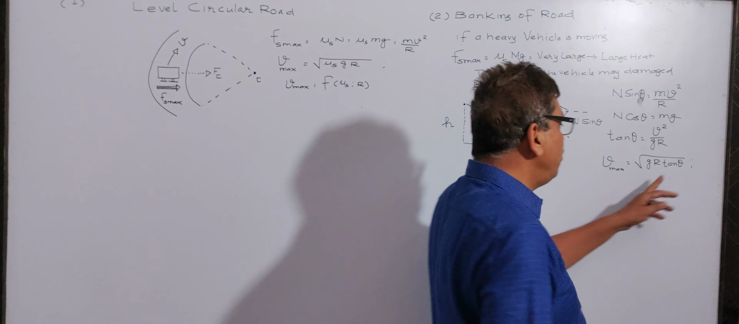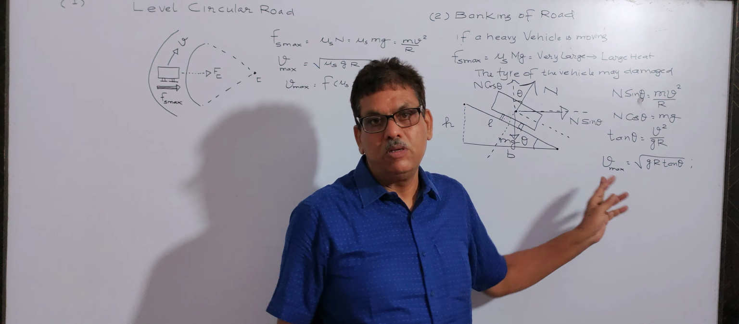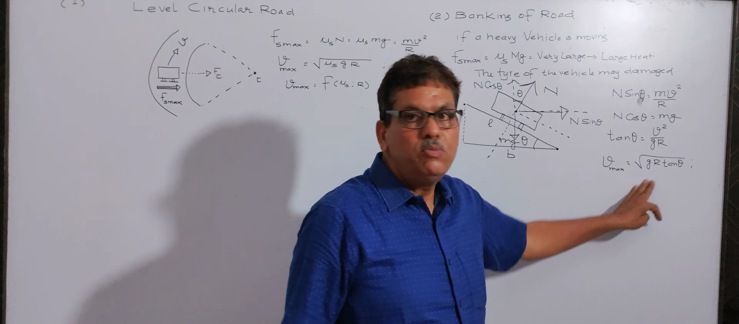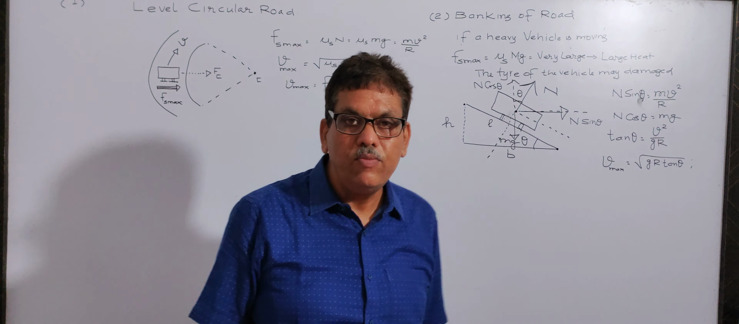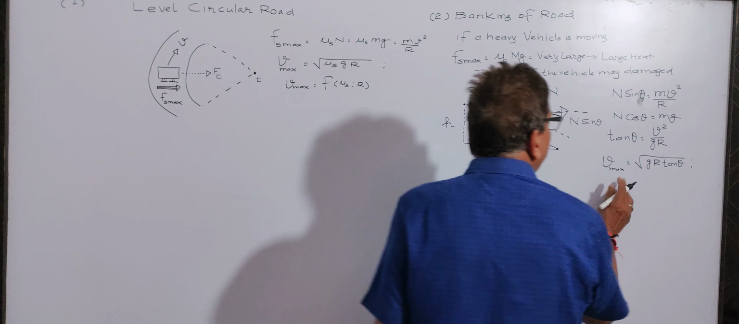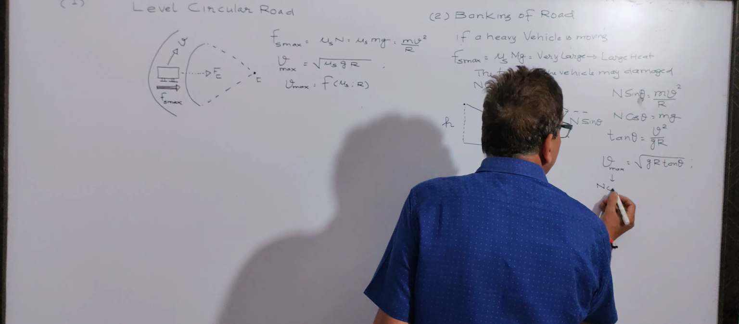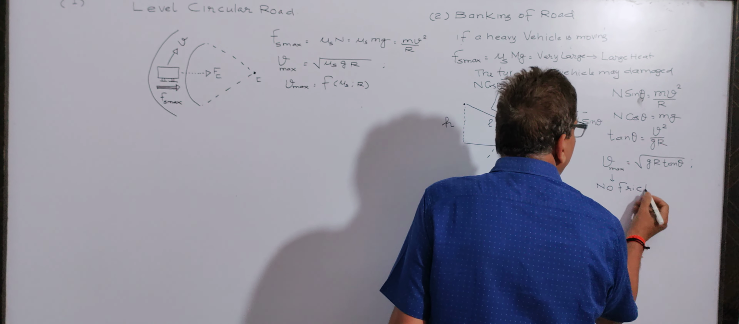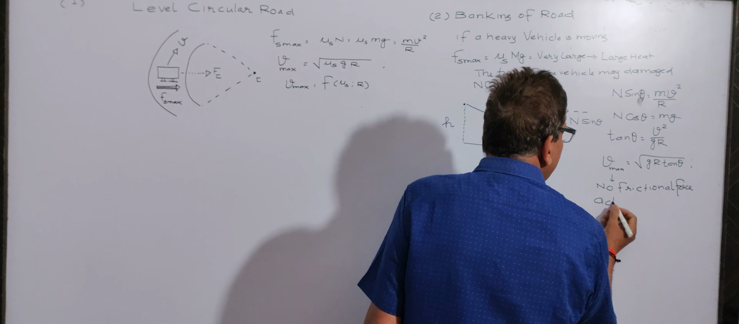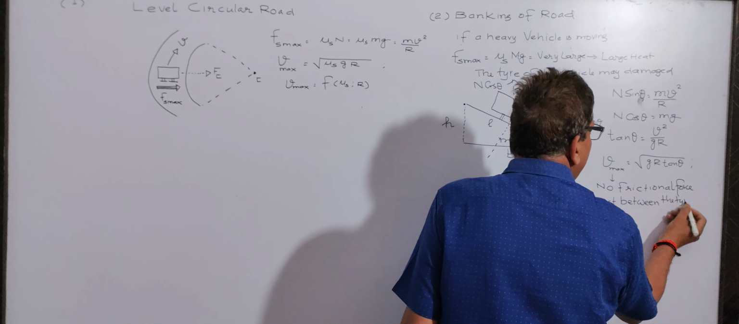So if the angle theta increases, the value of tan theta increases from 0 to infinity at 90 degrees, so the radius is more, tan theta is more, and the maximum speed will be more. Now suppose the object is moving with speed root under g r tan theta. We'll observe no frictional force is acting between the tire and the road. So if the speed of the object is root under g r tan theta, no frictional force acts between the tire and road.